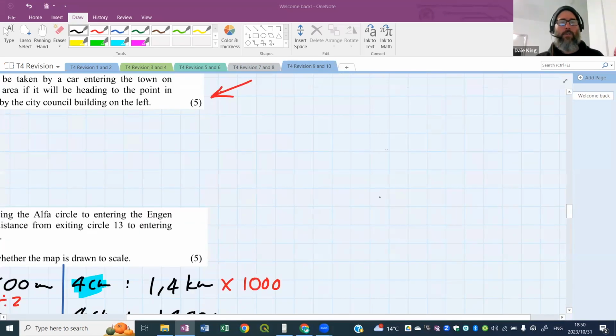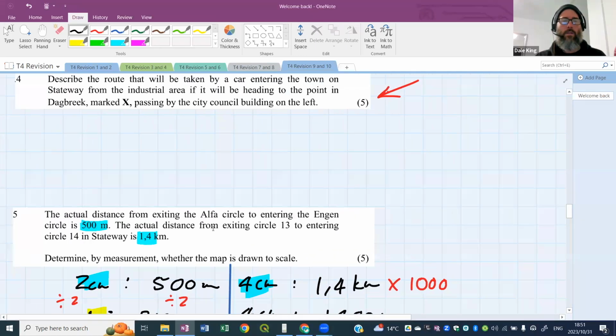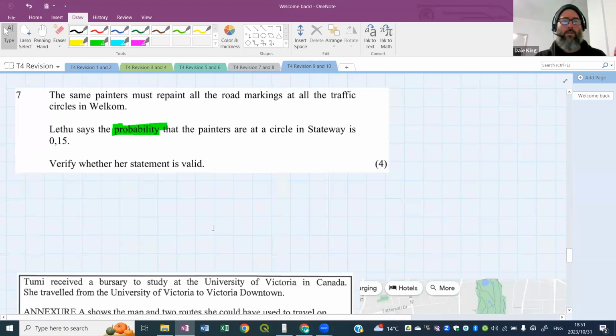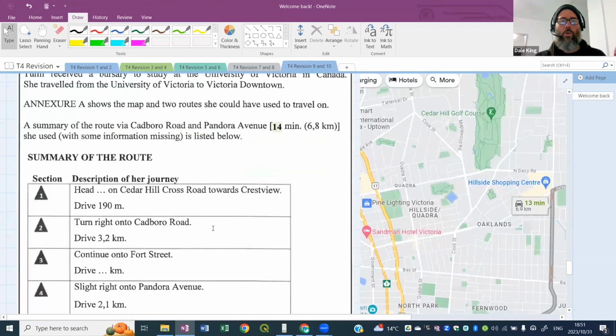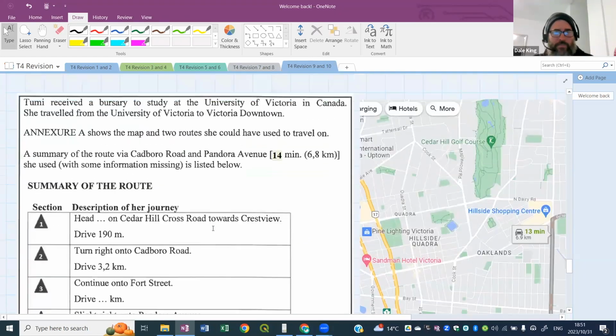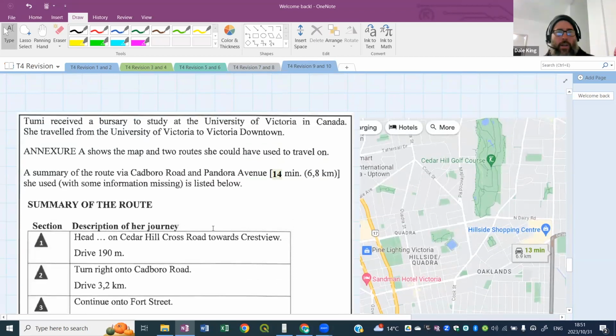All right, let's move on to the next set of questions. Oh, okay. Here we go. We got a scenario here where Tumi received the bursary to study at the University of Victoria in Canada. She traveled from the University of Victoria to Victoria downtown, which is in Victoria City, the city center, okay? She shows the map and 2 routes that she could have used to travel on.